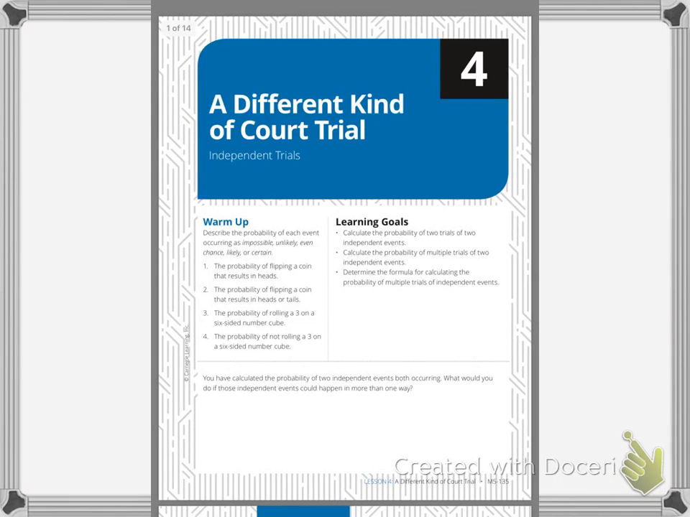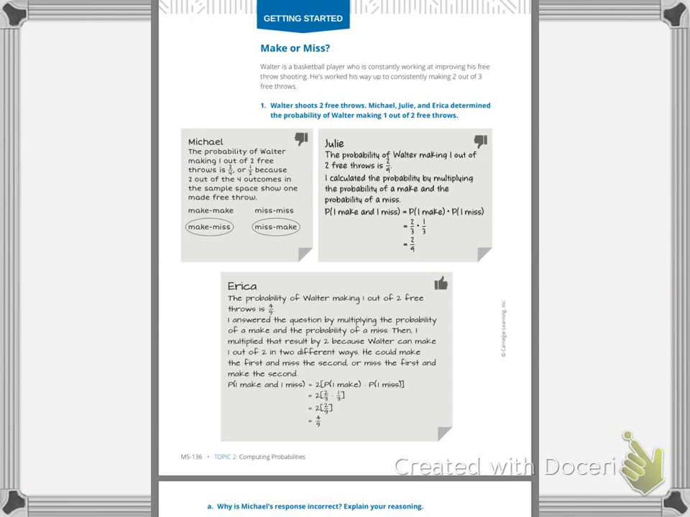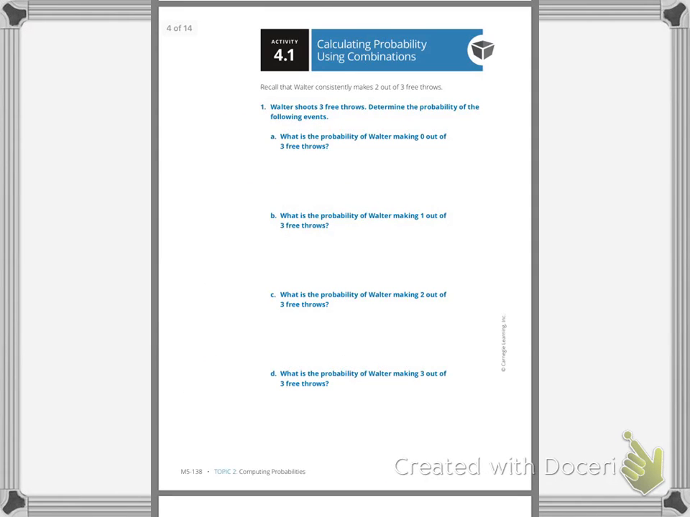Okay, in topic 4 here, we're going to talk about a different kind of court trial, so a different kind of probabilities, where events are actually happening with probabilities. So we're going to go ahead and skip this section here and go straight into 4.1.